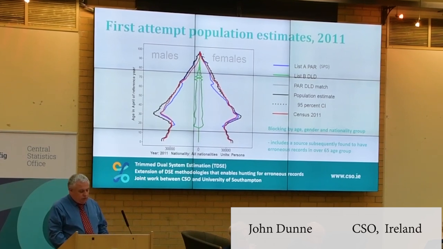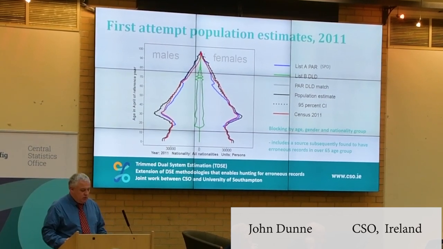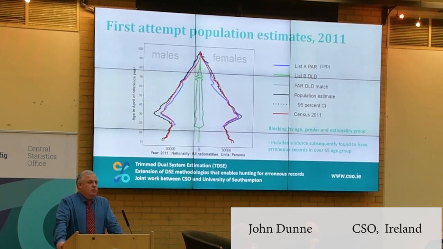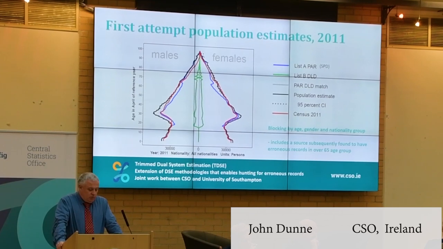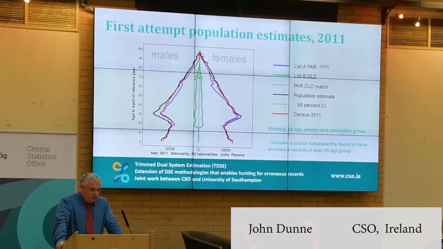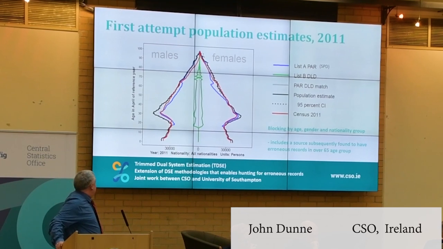To hunt for erroneous records, we've also developed and extended the DSE methodology into something called trimmed dual system estimation that we can use to hunt for overcoverage in List A in parts that we're suspicious of. We have used this new methodology and identified evidence of overcoverage in our List A in the over 65 age category.